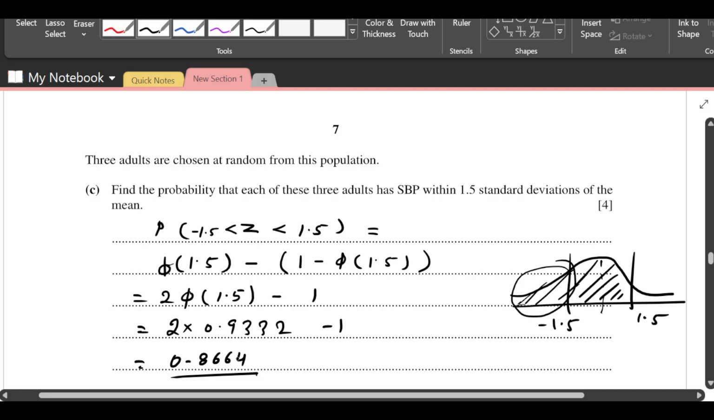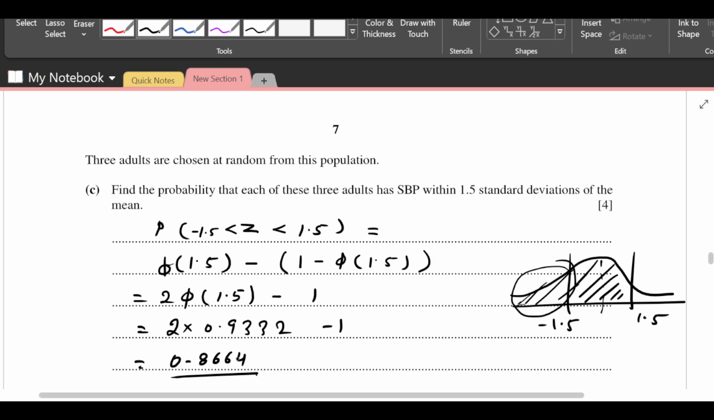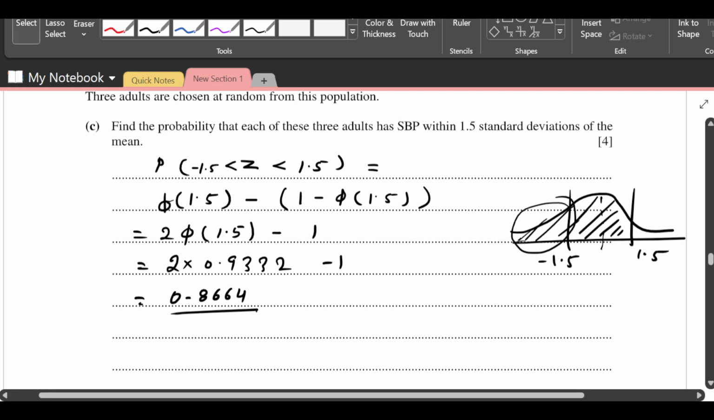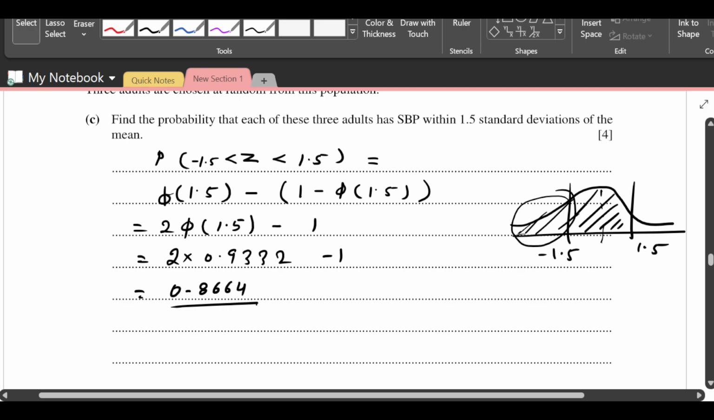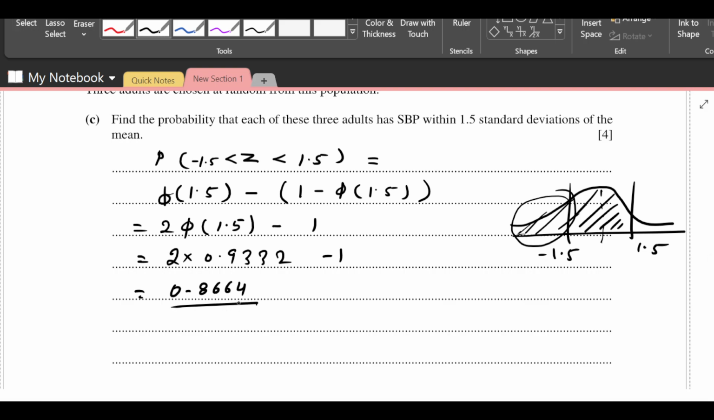Getting it? Now, let us come to the problem. 3 adults are chosen at random from this population. Find the probability that each of the 3 adults has SBP within this range. So this is the probability of having SBP.